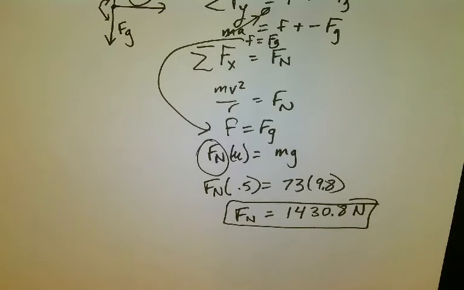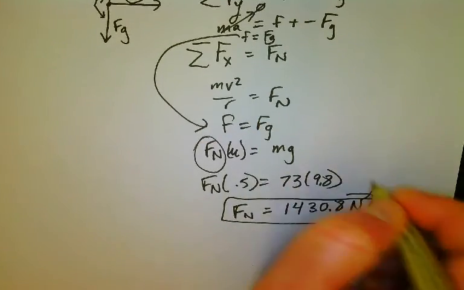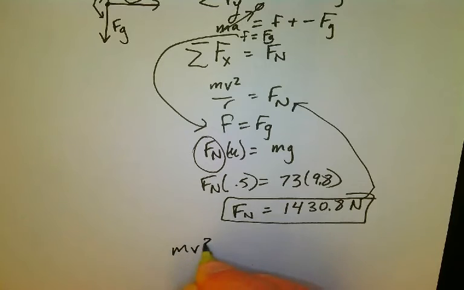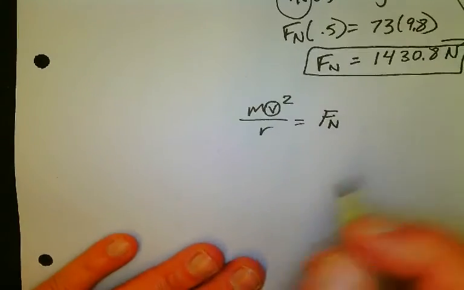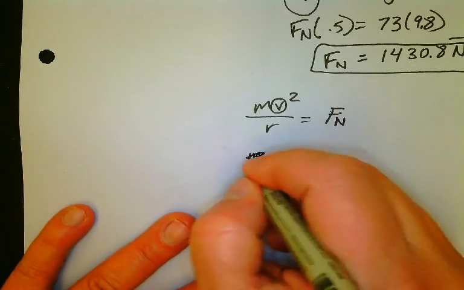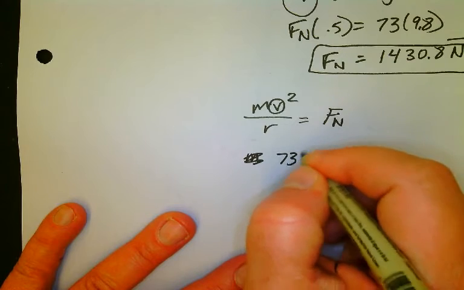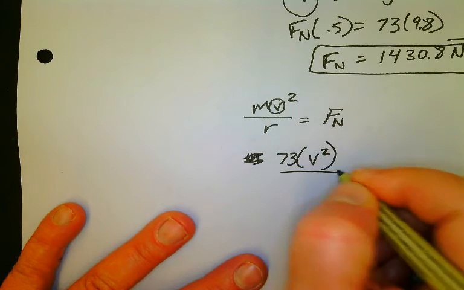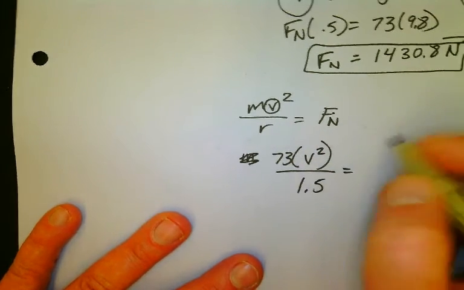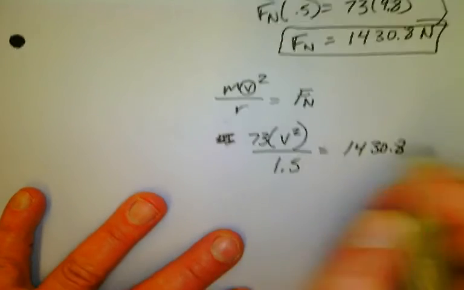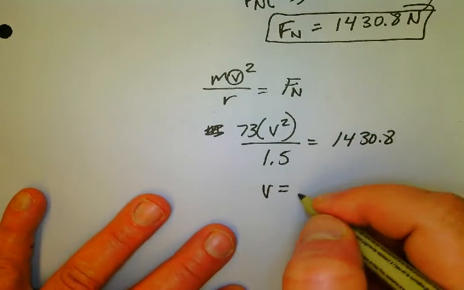I agree. Okay, now I'm going to take this and bring it in here, right? Yep. And I'm going to find the velocity. What's the R? 1.5. Make sure you take the square root of that.